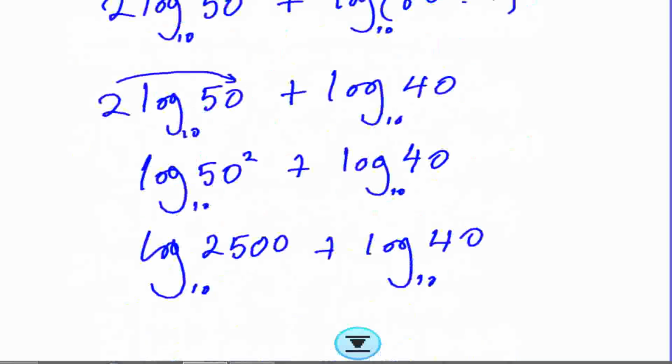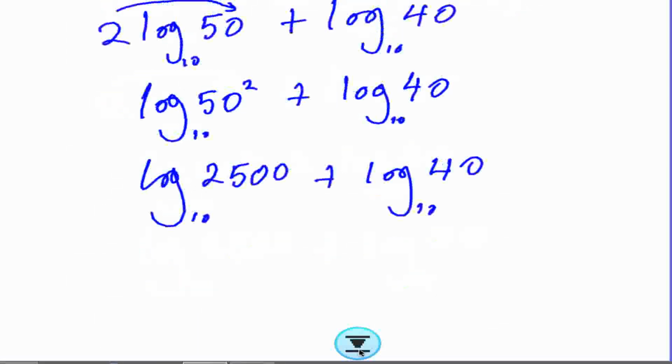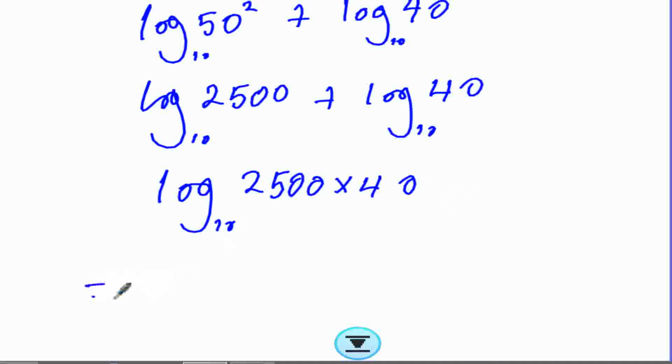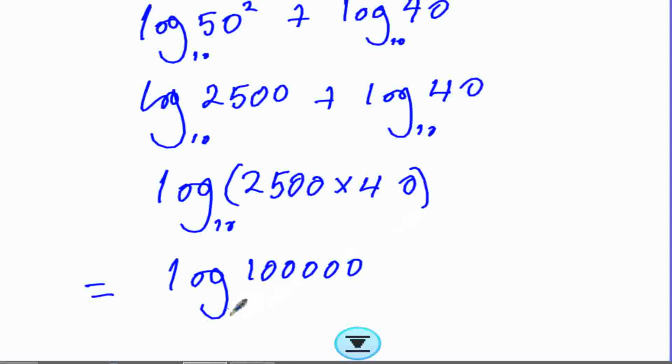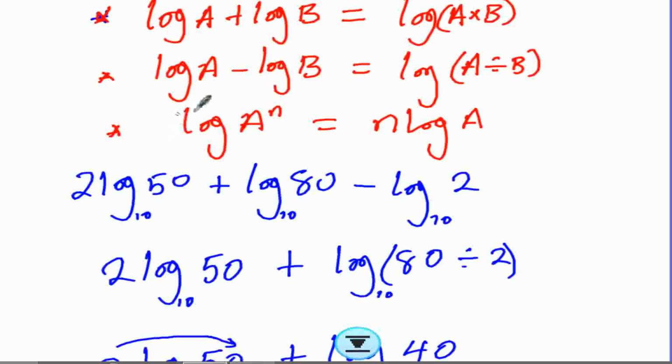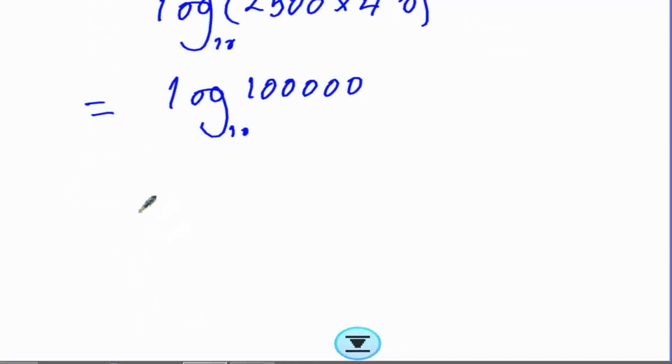Now we are going to apply our first law of addition. Addition, we multiply the numbers. So we are going to multiply these numbers, and that will give us log 2500 times 40 base 10, which will give us log 100,000 when you multiply these two numbers. 100,000 base 10. And log 100,000 base 10, we go back to our laws. We are going to apply this, but before applying it, you have to write that 100,000 as a power of 10.